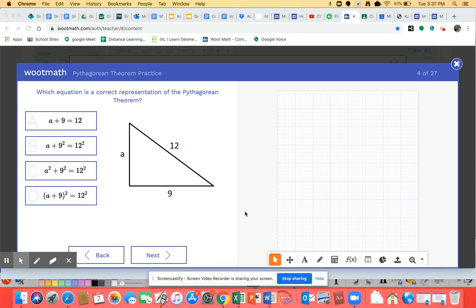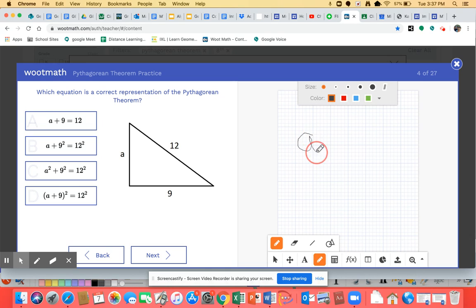So I've got a lesson up here to look at some review from Pythagorean theorem. And so we're jumping right in here with question number 4. It asks which equation is the correct representation of Pythagorean theorem. And so if I was trying to remember what that is, I can click right here, down here in the lower right-hand side, and using that pen, I can start writing.